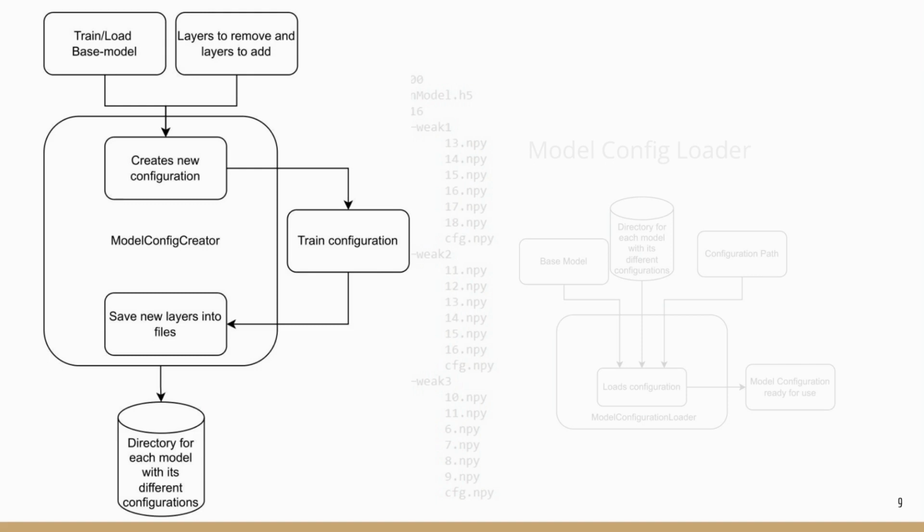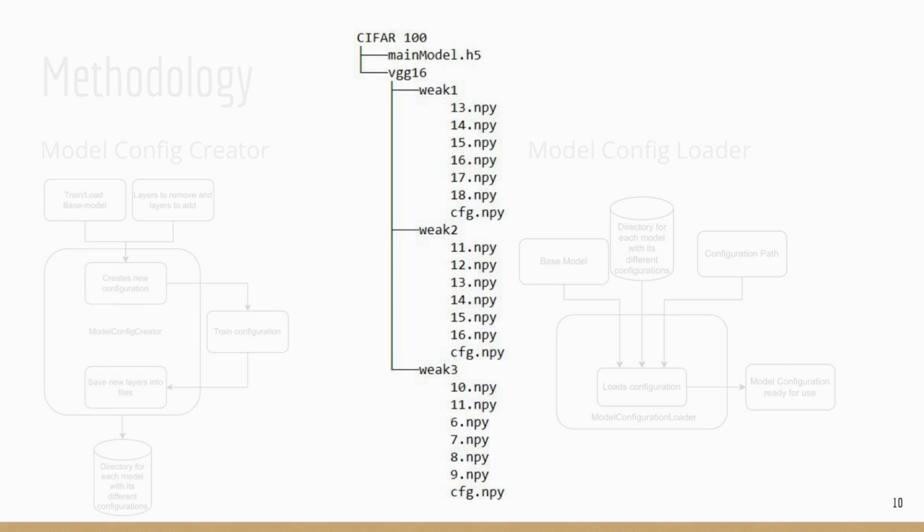And after it's been trained, then the model configuration creator helps us save only the newly added layers. And then we can see the structure of the layers saved, where we have folders, for example, week 1, week 2, week 3. These folders are showing each configuration we created, and then inside each configuration there are the numbers which represent the layers that we've saved, and then the CFG file which represents the deleted layers.